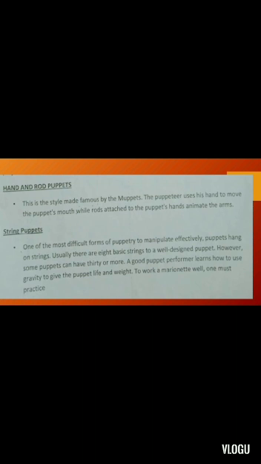There are also some technical methods. Usually there are 8 basic strings to a well-designed puppet. However, some puppets can have 30 or more. A good puppet performer learns how to use gravity to give the puppet life and weight. It means that if you show your puppet, you have to maintain the balance between the space of your hand and the puppet, so it can be controlled through gravity. The puppeteer is fully aware of these technical methods: how he can use the fingers, and how he can maintain gravity through the performance.